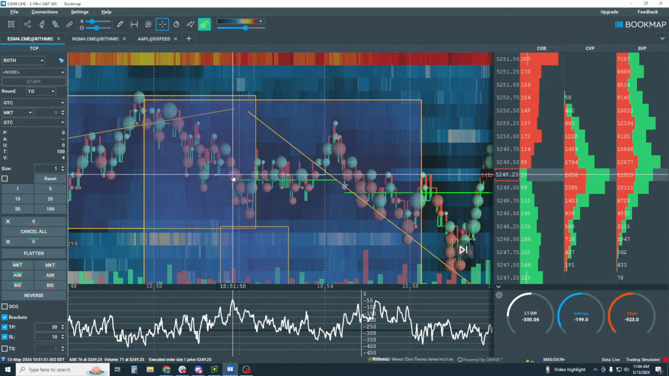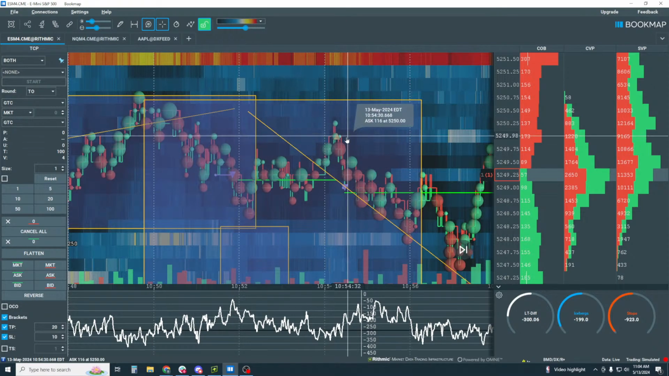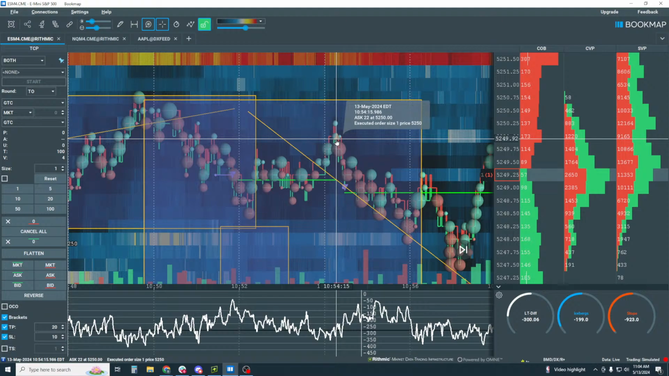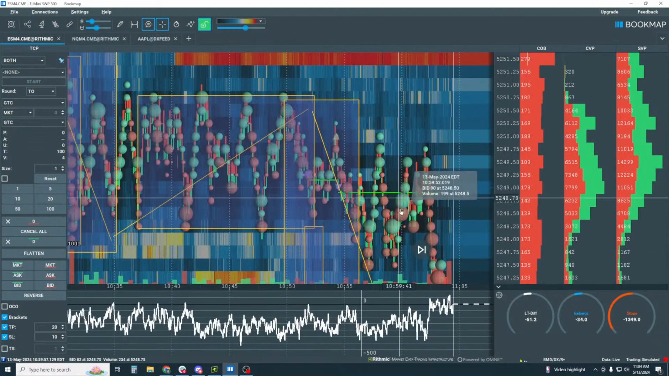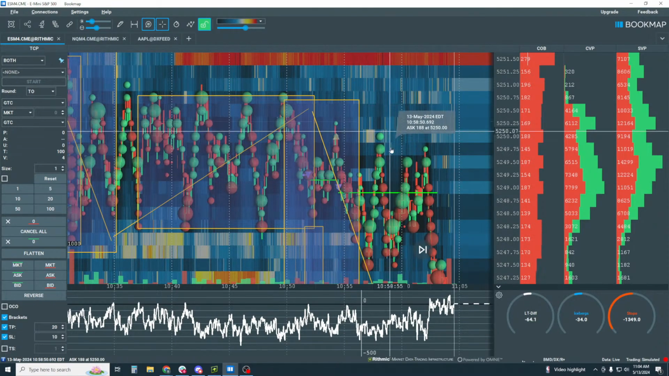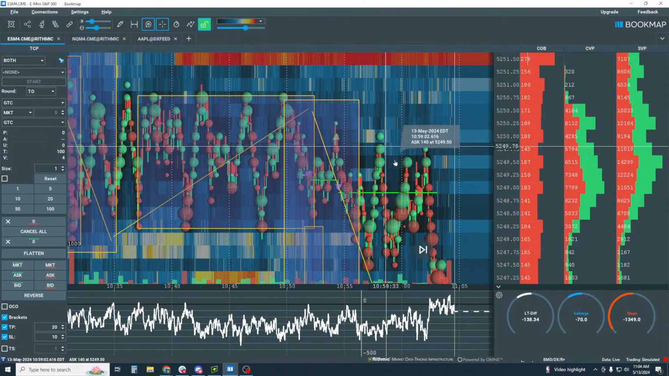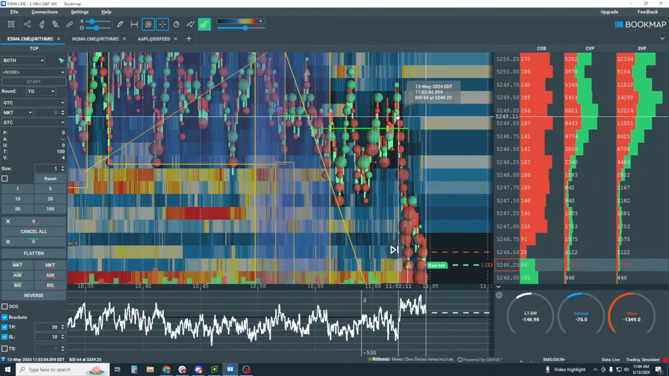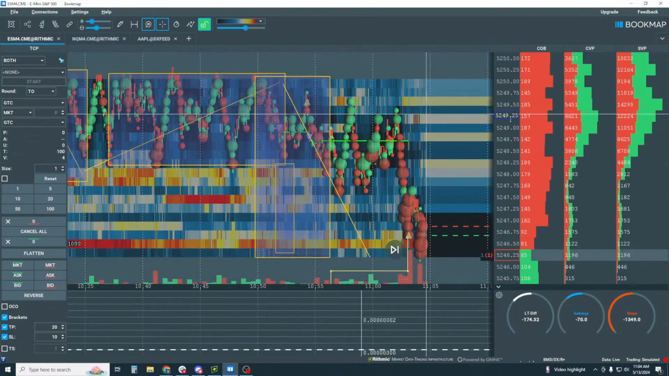Let's see. If I hover over here, we can use this tool. It tells me I executed my order here, that fourth or fifth line there at 49.25, and then I exited up here at 50. Okay, so a 3-tick loss, right? And then we got in here again, a couple ticks lower, and it went against us a couple times, and then ultimately we got the move lower.